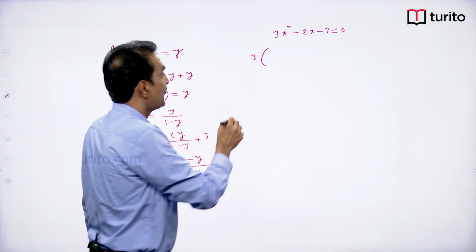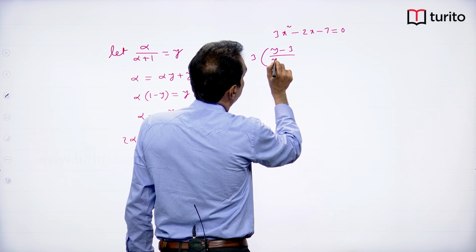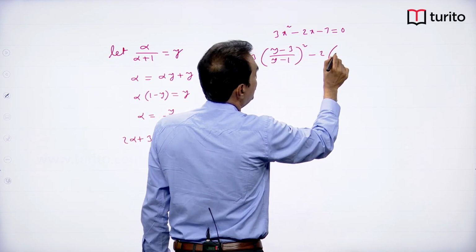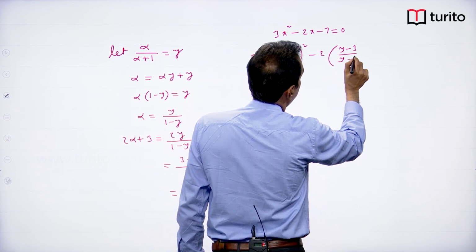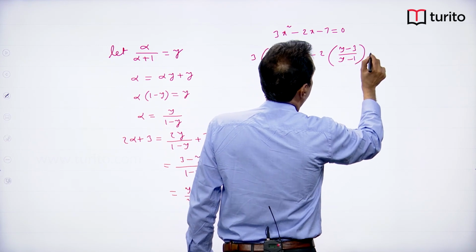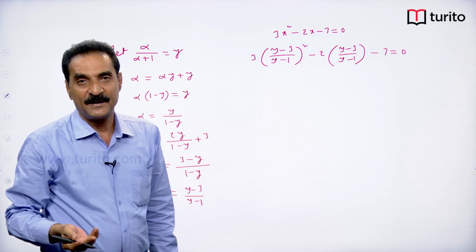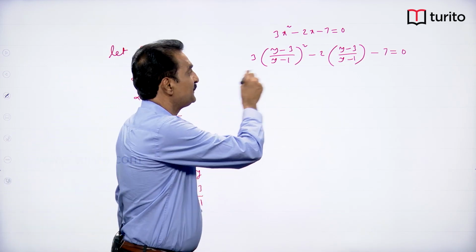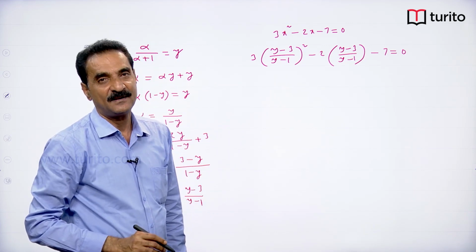I will substitute ((y minus 3) by (y minus 1)) whole square minus 2 into (y minus 3) by (y minus 1) minus 7 is equal to 0. We have to simplify. Finally, I have to replace y by x. How to simplify? Multiply both sides by (y minus 1) whole square.